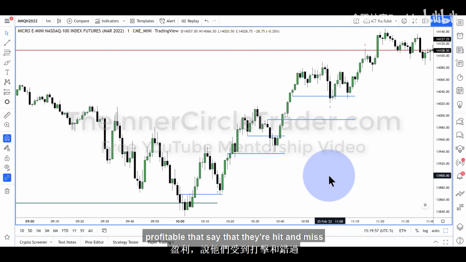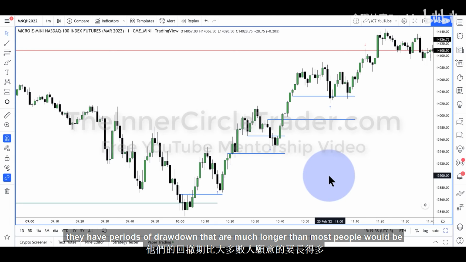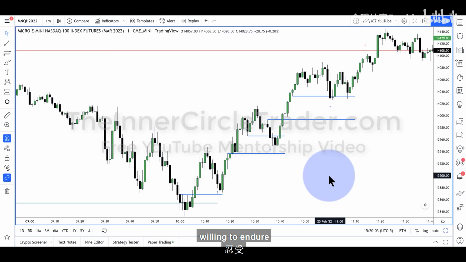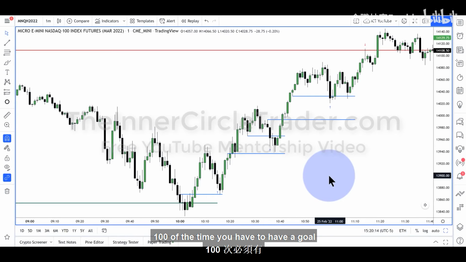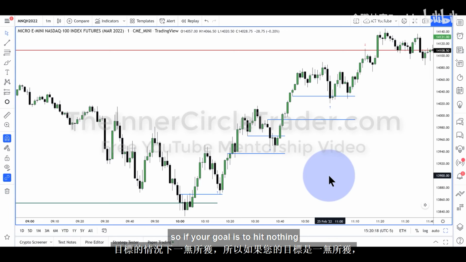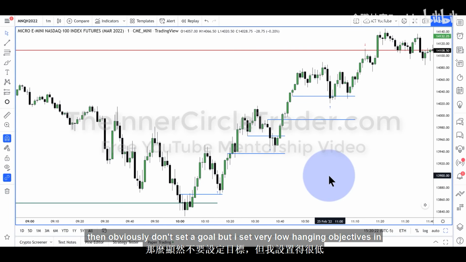Really? I guarantee you these people are not profitable that say that. They're hit and miss. They have periods of drawdown that are much longer than most people would be willing to endure. And if you don't aim for a target, you're going to hit nothing 100% of the time. You have to have a goal. So if your goal is to hit nothing, then obviously don't set a goal.